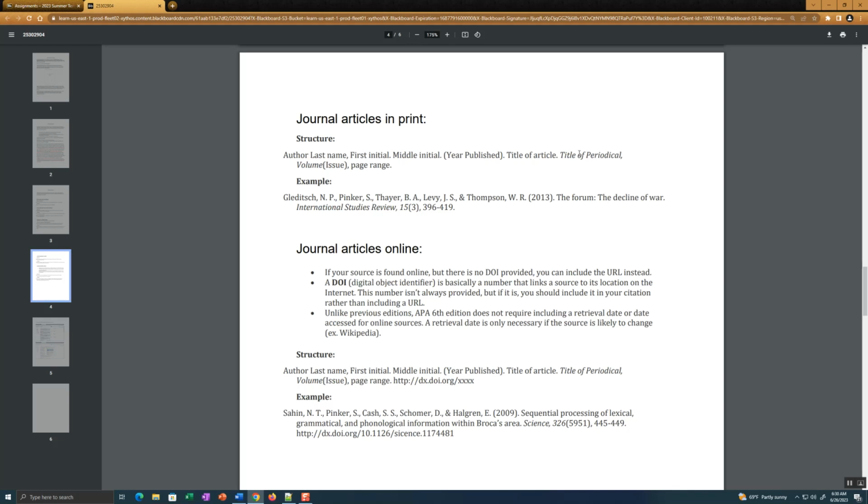If it's in print, the author last name, right? First initial, middle initial, if they provide middle initials. Some people do, some people don't. Right, so Gledish NP, Pinker S. So here's the first initial, here's the middle initial. Here is Pinker, first initial. This is Stephen Pinker, who's very well known. So you have multiple authors here. The Decline of War, International Studies Review.